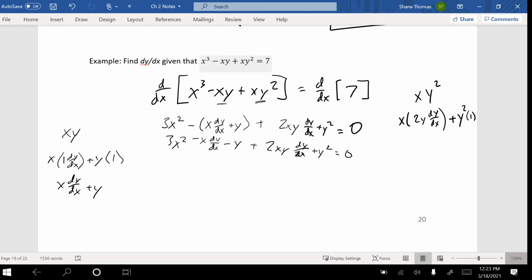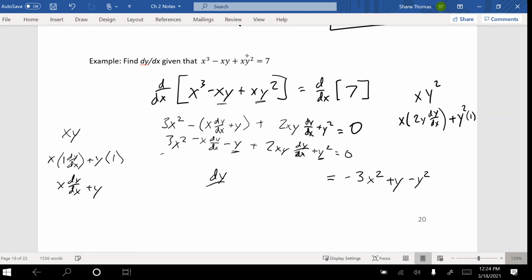All right, so let's get everything with dy/dx on the left, everything else on the right. So we got to subtract over this term. So I have a negative 3x squared on the right. We have to subtract over this term, or add it over, so I have plus y. And then we have this term, right? So that would be minus y squared. Good with that?